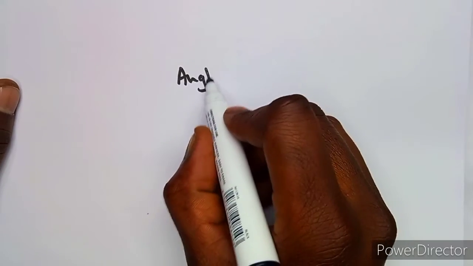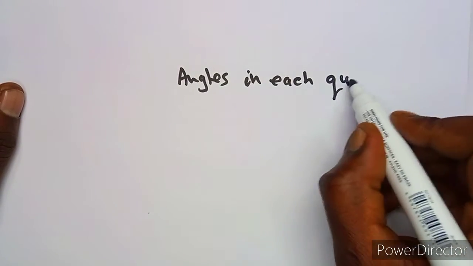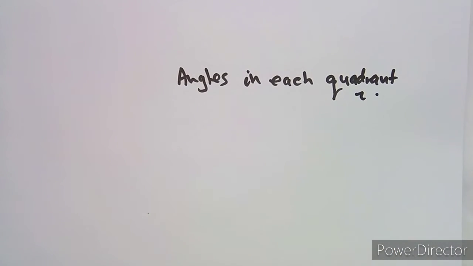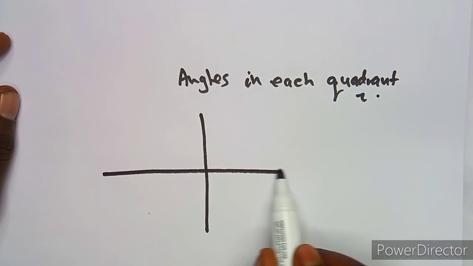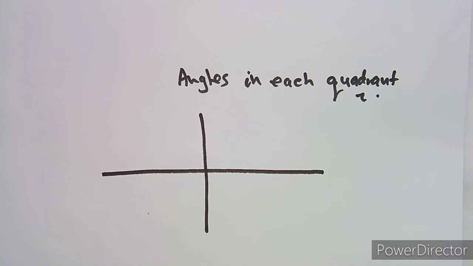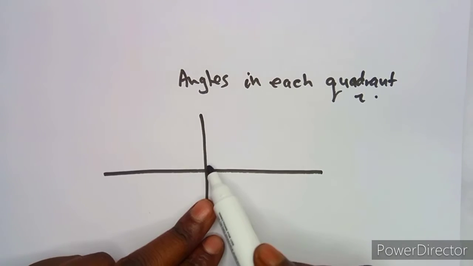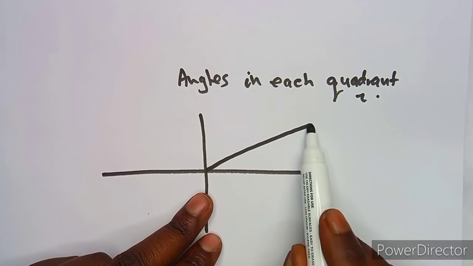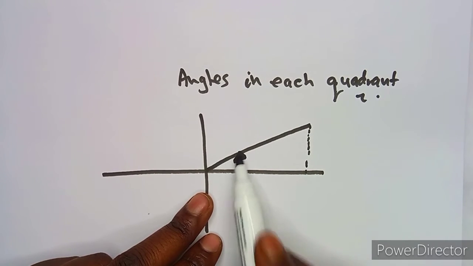Then we are now going to talk about angles in each quadrant. Each quadrant can be represented by a certain angle. Okay, what do I mean? In the first quadrant, this is what you're going to have. If you draw a right angle triangle like this, we're going to have a right angle triangle like this. This is the angle that you're going to take.